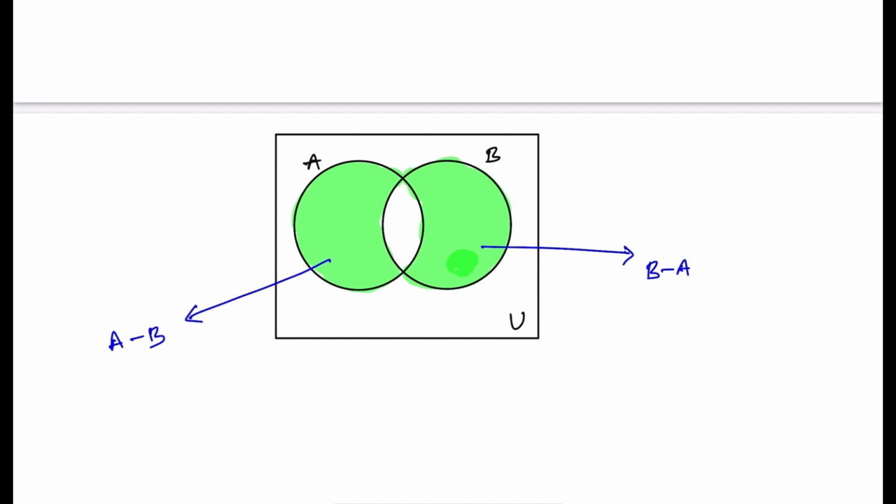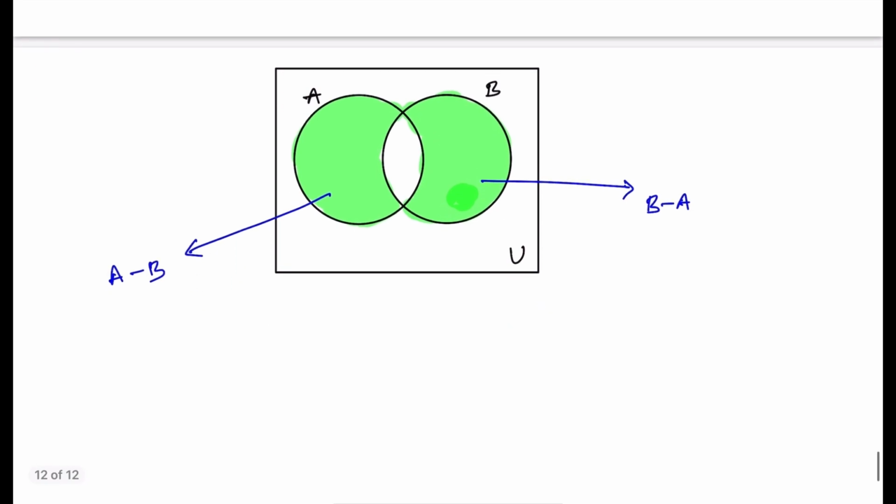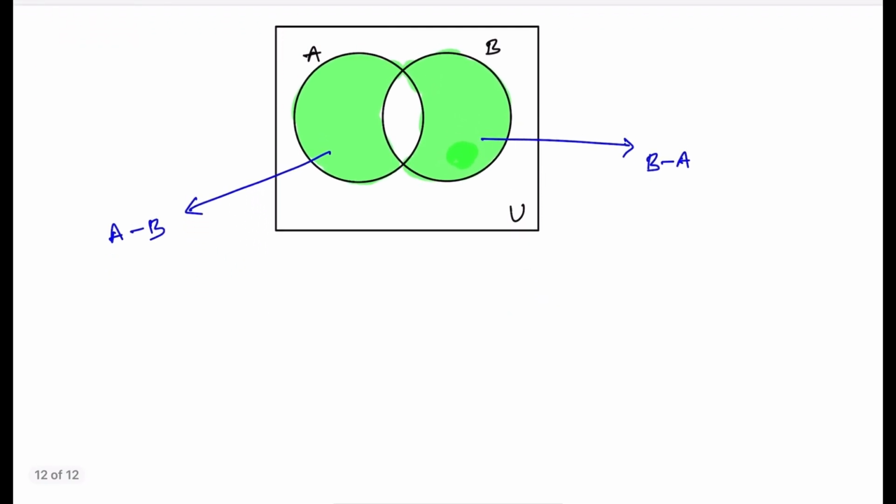In the exam they may ask you to draw the Venn diagram for B minus A, for one mark. So you have to simply shade this region. For A minus B, you have to shade only this region. If the question says A minus B, shade only this region, not the other. If they ask for B minus A, shade only this region, not the other. So this was all about the difference of sets.